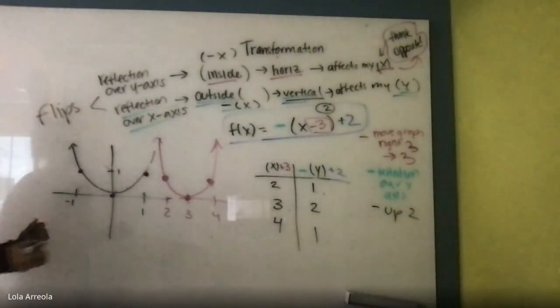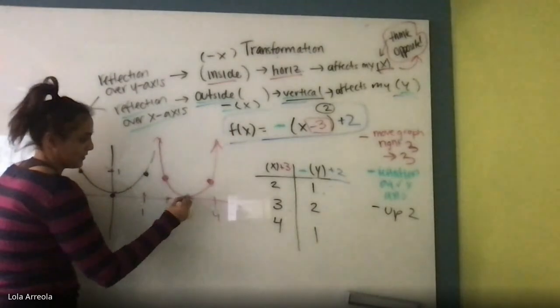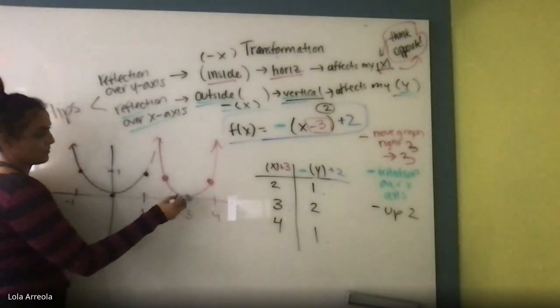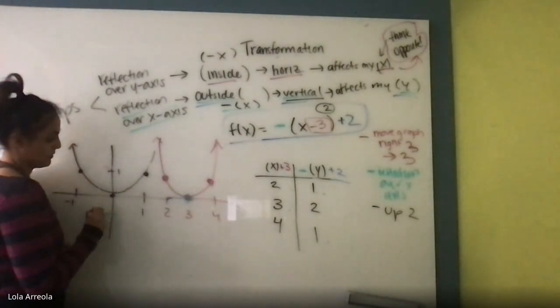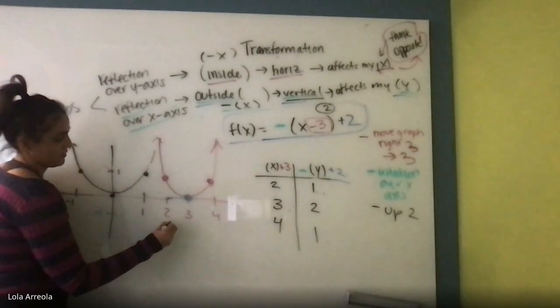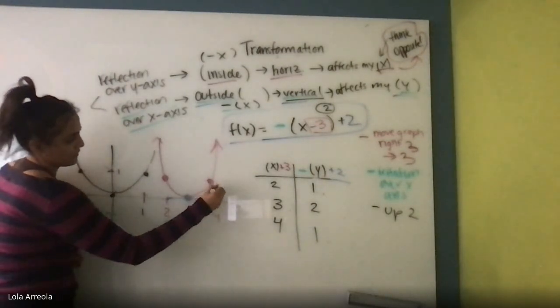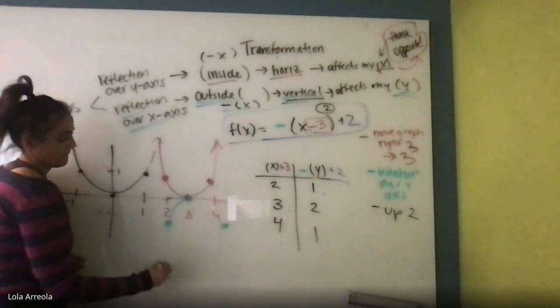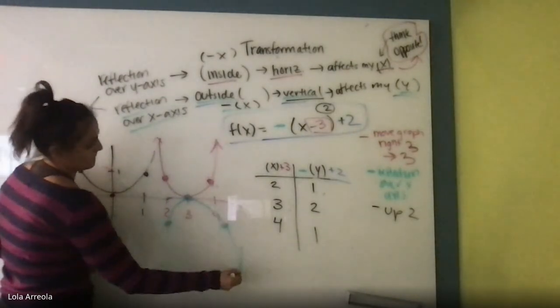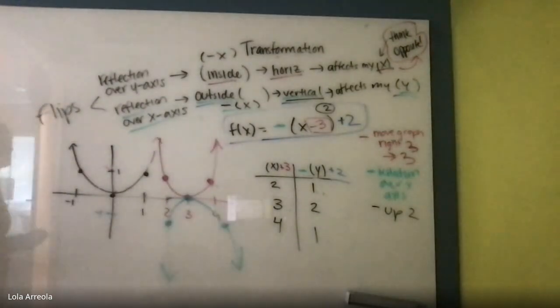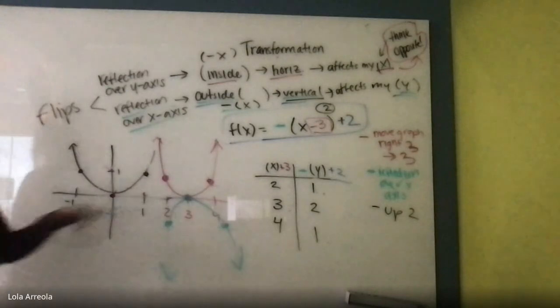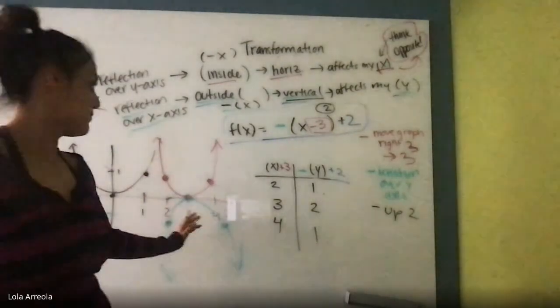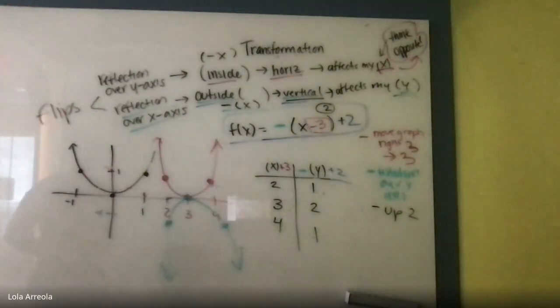Reflect it over. So (0, 0) is still there. But reflecting this graph over is going to move this point over here, same distance from 0. That's what reflection does. After the horizontal shift, reflection flips it over.